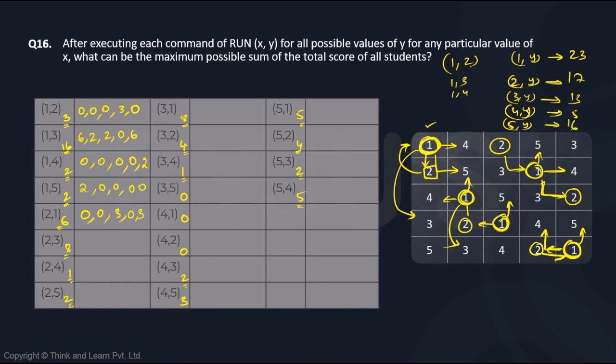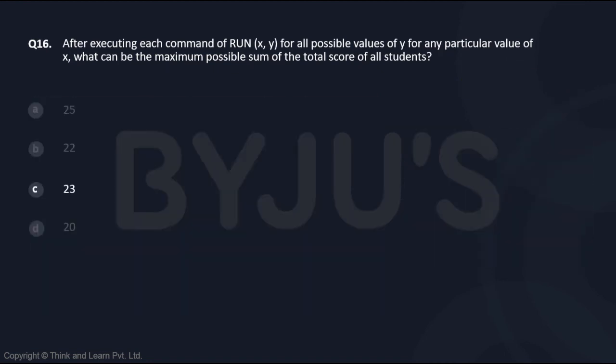So what is the maximum possible value? The maximum possible value is 23. Right? So the maximum possible value is 23. So this is a bit lengthy. This question, it's not very easily solvable. So this should have been left in the exam.